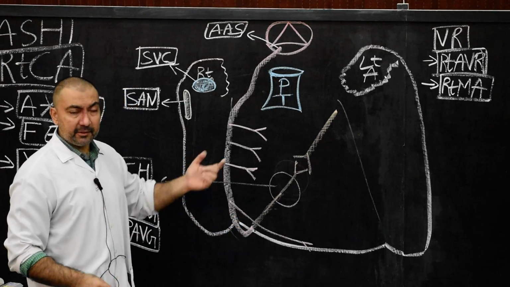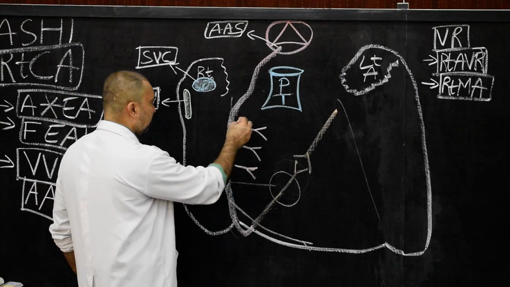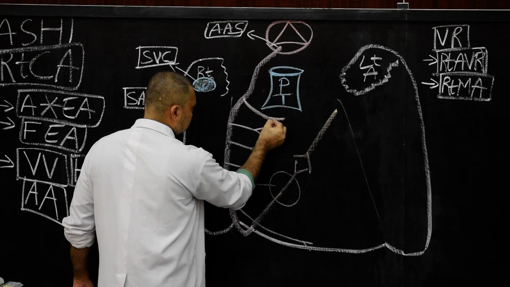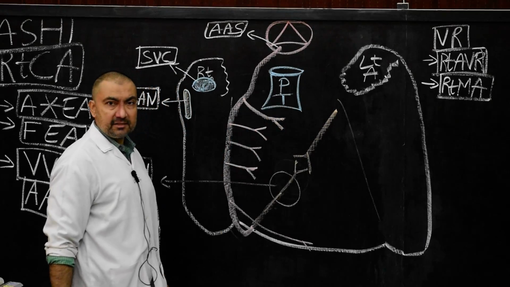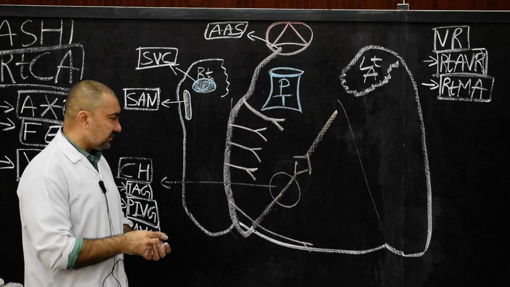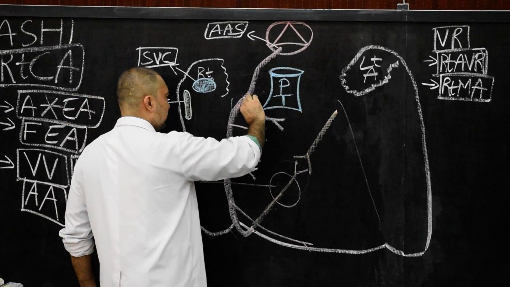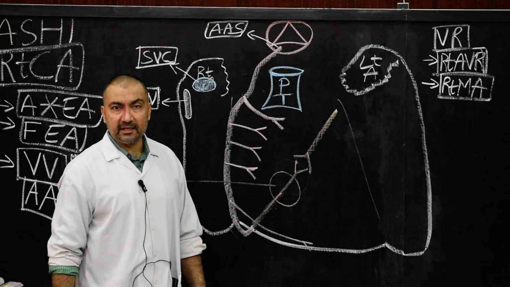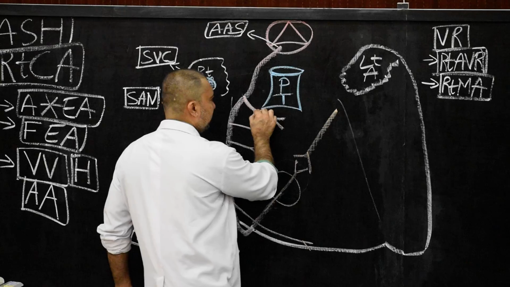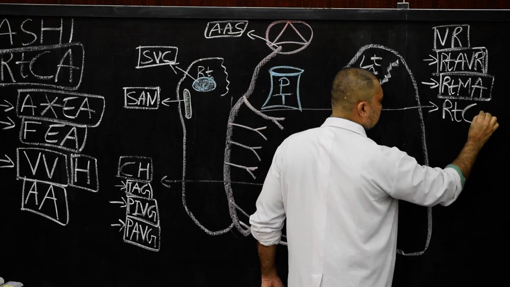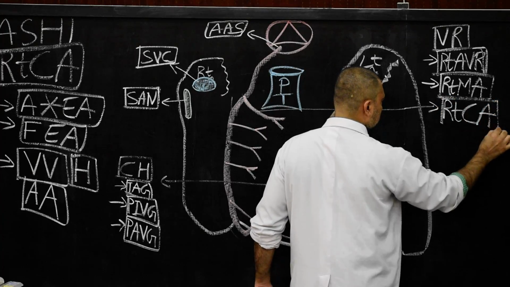Third branch of the ventricular rami. Now the third branch of the ventricular rami, a beautiful branch. This branch is the first branch of the right coronary artery. This branch is also known as the first branch of the right coronary artery, and the name is right conus artery. So here I will mark this as right conus artery.